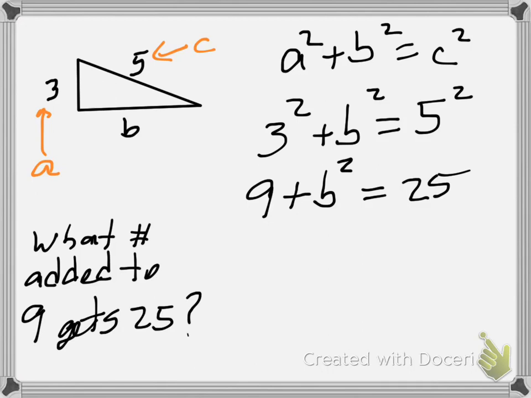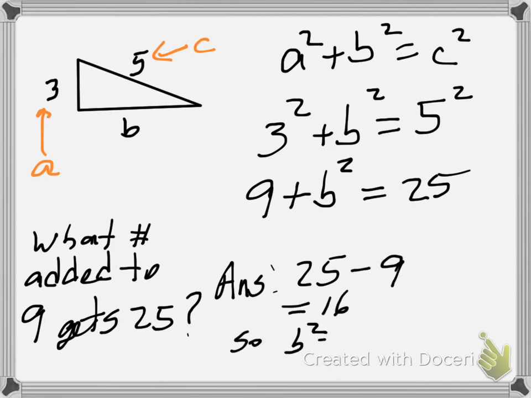And whenever I have some part added to an unknown part to get a total, I can figure out that unknown, in this case b squared, by taking the total 25 minus the part 9 and get 16. So that missing part b squared is 16, and so b is the square root of 16, in this case 4.